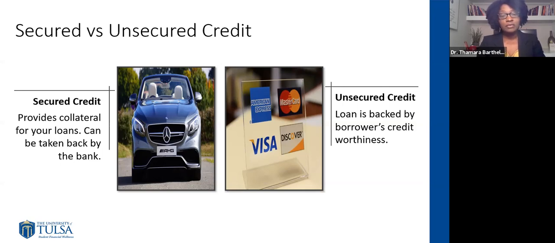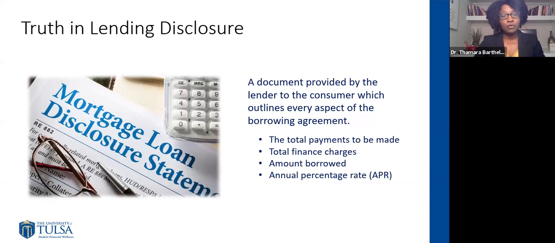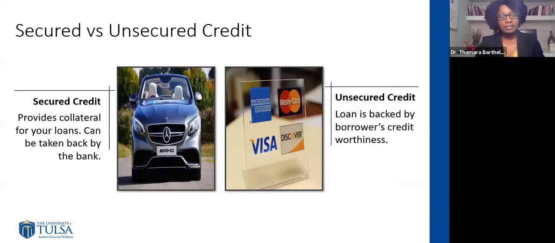So if for whatever reason you're unable to pay for your car, since the bank funded the loan for your car, the bank will actually come and repossess your vehicle. So a secured loan is something that is backed by something. For a car loan, it will be a car. For a mortgage, it will be the home. So that is considered a secured loan.